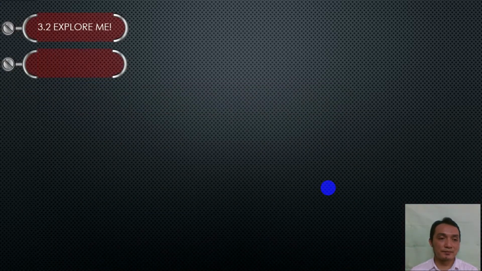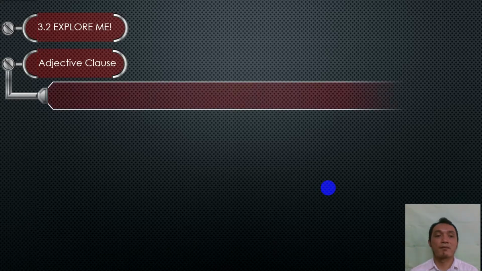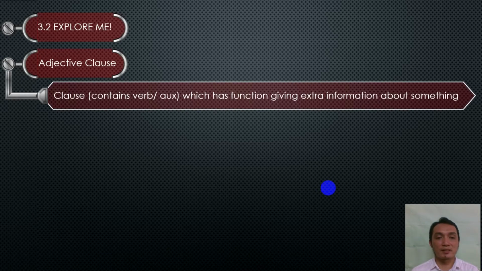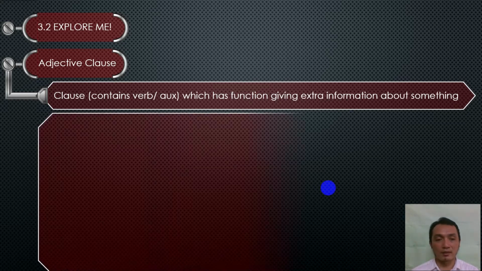Next, we talk about the adjective clause. What is an adjective clause? A clause contains a subject and a verb or auxiliary. So we can say it is a clause if the sentence consists of a verb and auxiliary. Absolutely, there is a subject in this clause, and the clause has the function of giving extra information about something.